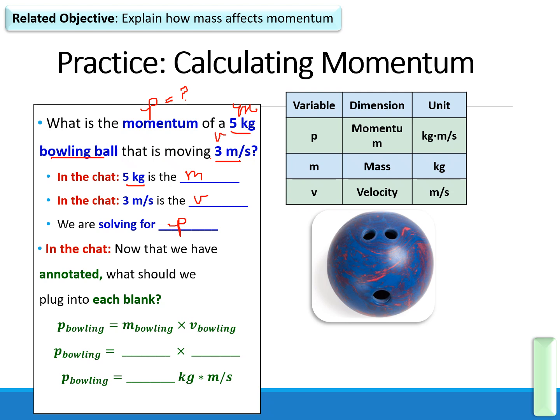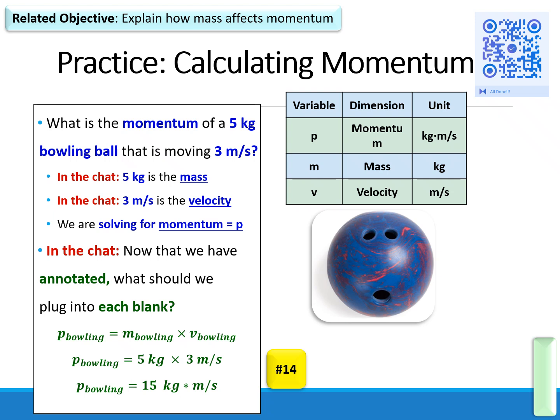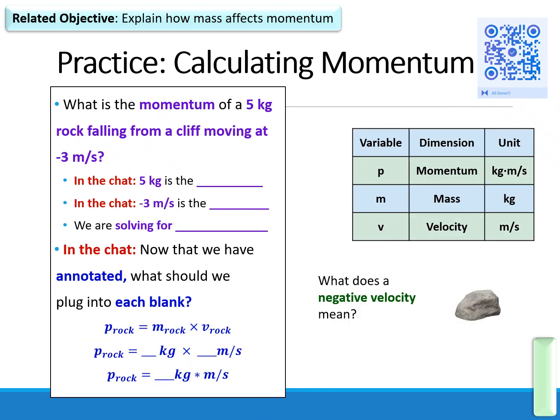Okay, so here is my formula, and I'm just going to plug this in. 5 kilograms times 3 meters per second. 5 times 3, I get 15 kilogram meters per second. Okay, and that is the answer for question number 14. Easy peasy, lemon squeezy. Go ahead and pause the video as you need to.